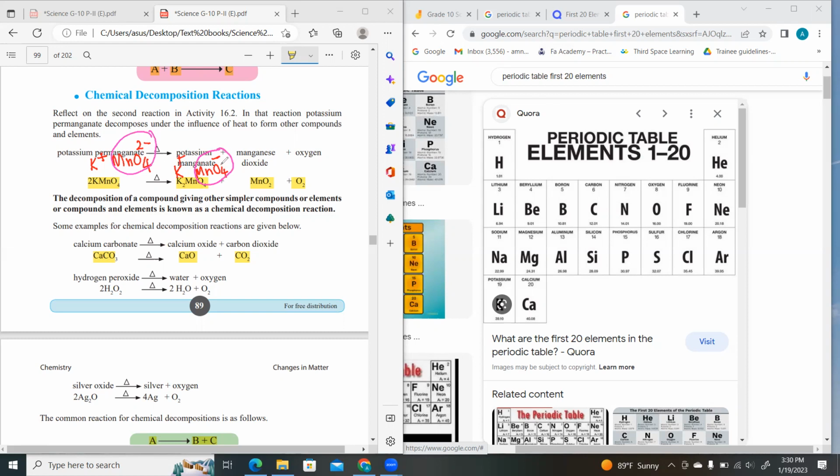The minus will become 2 minus, and there's another product formed, MnO2. You should remember these products, right? K2MnO4 is forming, then MnO2 is forming, and when you do this reaction, you will observe a gas being released. It's bubbling out. That is oxygen, right? So you should know there are 3 products forming.